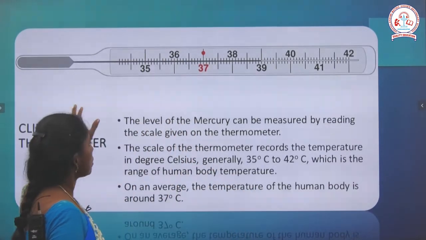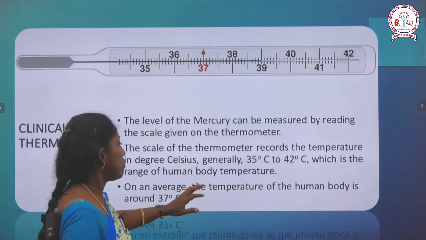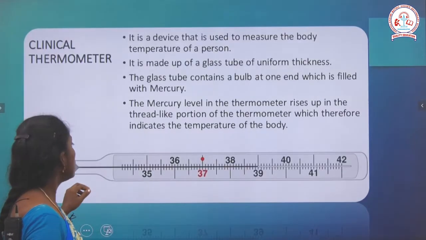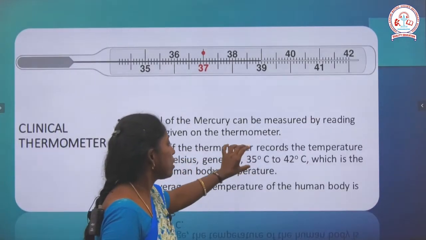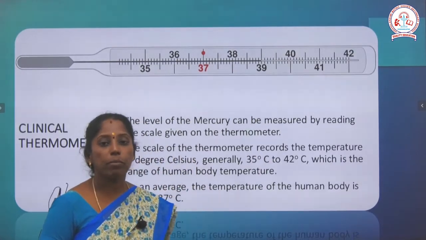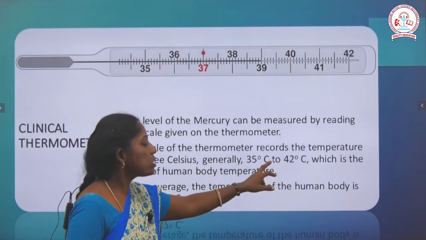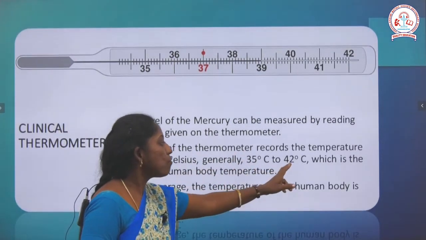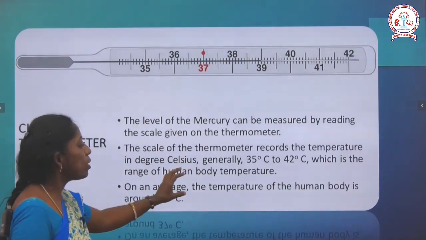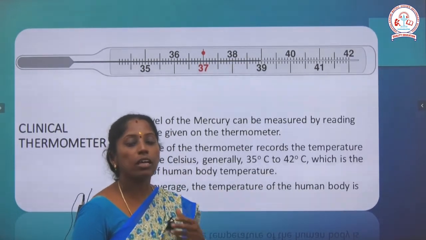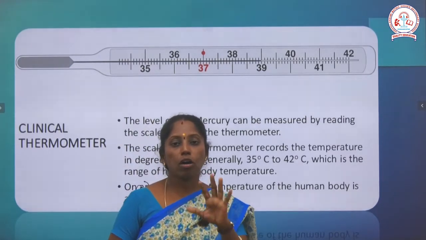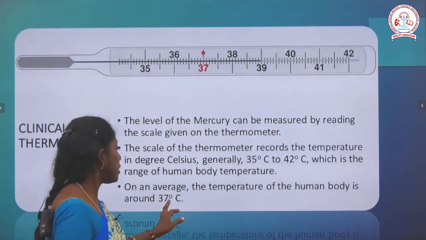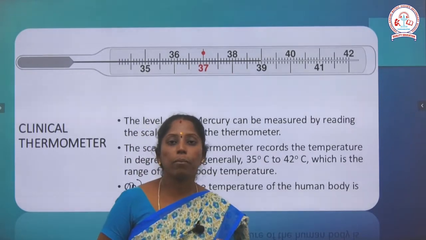What is the range of this? We can identify from 35 degrees Celsius to 42 degrees Celsius. That is the measurement range of the clinical thermometer. What does C mean? Celsius is the unit of temperature. 35 degrees Celsius to 42 degrees Celsius is the range of human body temperature. We know what the normal human body temperature is. If a person is normal, the human body temperature is 37 degrees Celsius. That is the normal human body temperature.